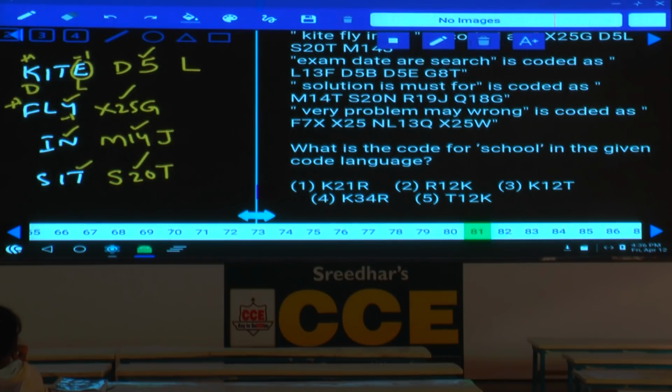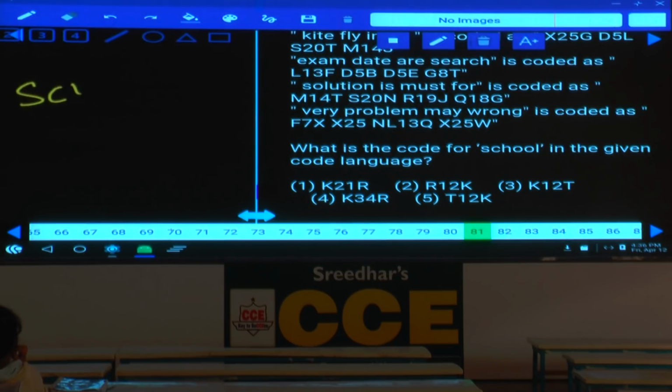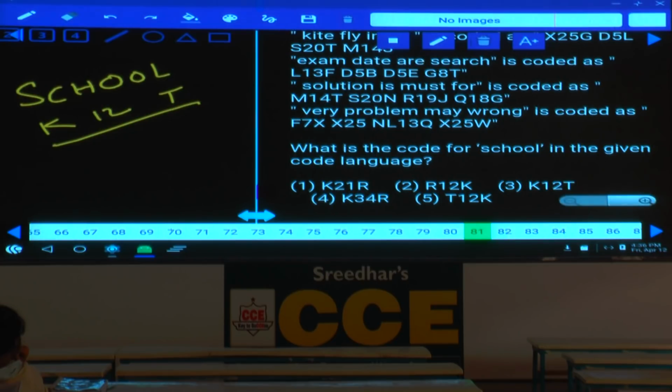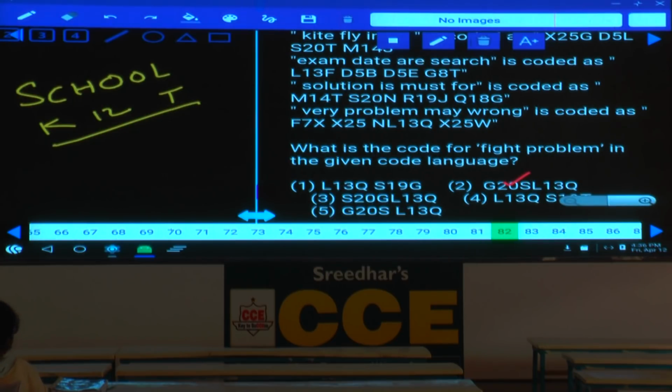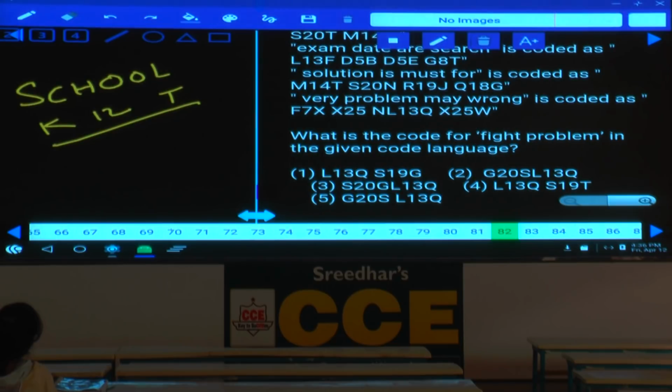Then question number 81. Yes, tell me, what is the code for the word school here? Now S plus 1 is T, L minus 1 is K, so it is K12T, and it is given in choice 3. Next one, question number 82. What is the code for the word fight? Now fight means T minus 1 is S, and F plus 1 is G, and the value of T is 20, so S20G.